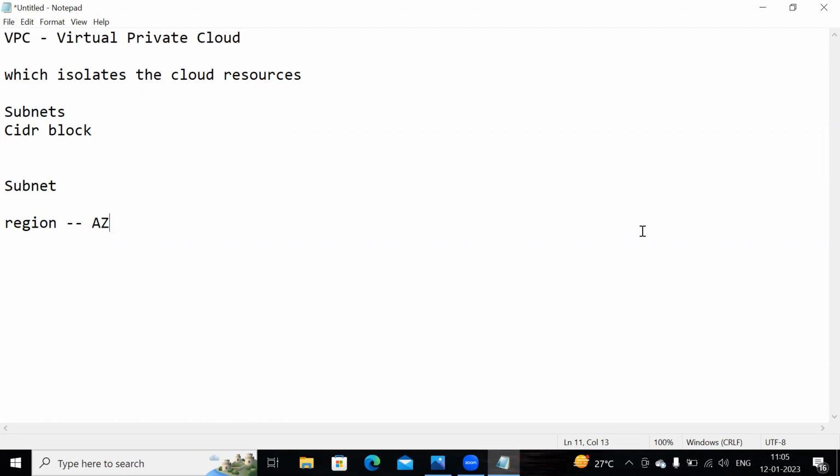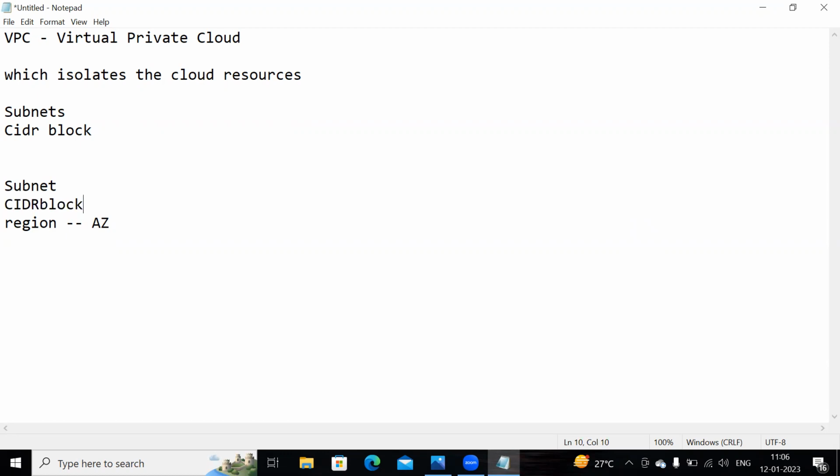So that's the same thing. But at the end of the day, you are going to launch a VPC in a region. So you have to understand that. After subnetting, right after subnets, what is the key point that we need to learn? That is the CIDR block.